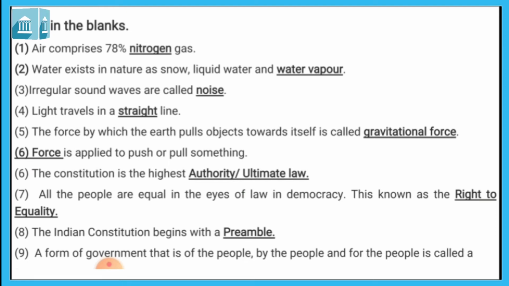So, if we need to push or pull something, we need force. Force is applied to push or pull something.